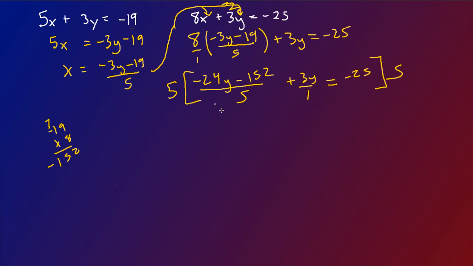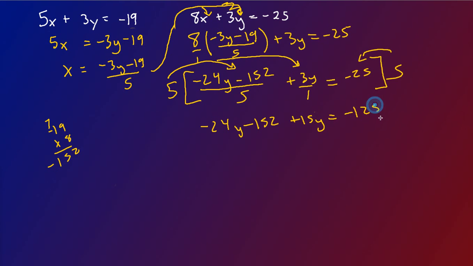This 5 cancels, so this is all one group. So I get -24y minus 152. But I need to remember, it goes to this group and to this group right here. And nothing cancels right there, so I get a 15y. And over here, I get a -125. When I combine these, I get -9y and minus 152. And I'll add the 152. See, this way didn't work as nicely as the other.